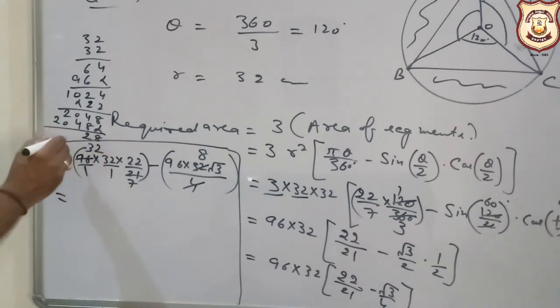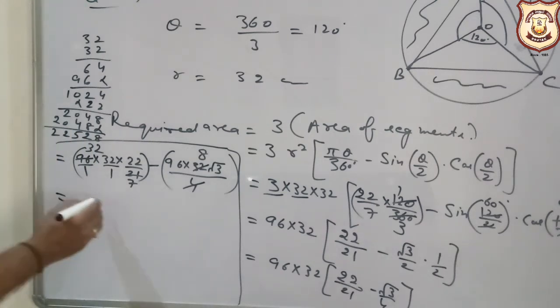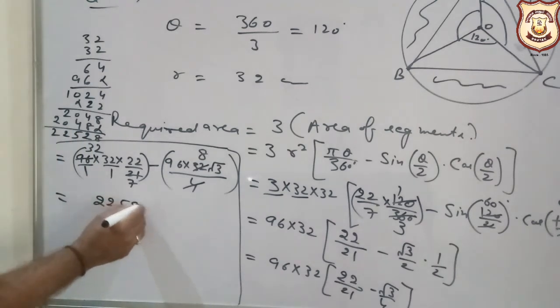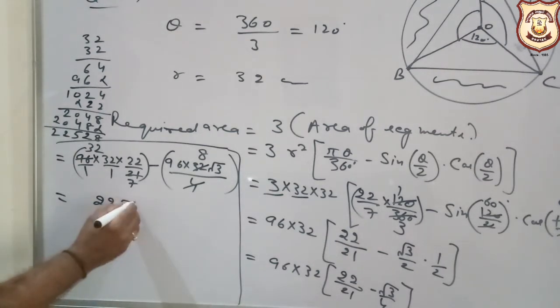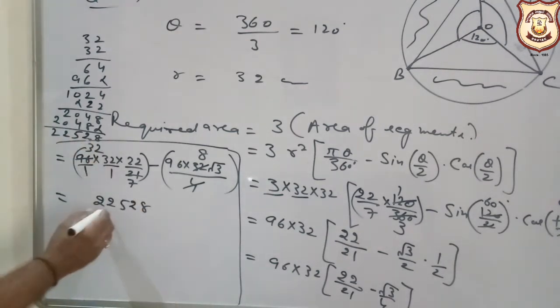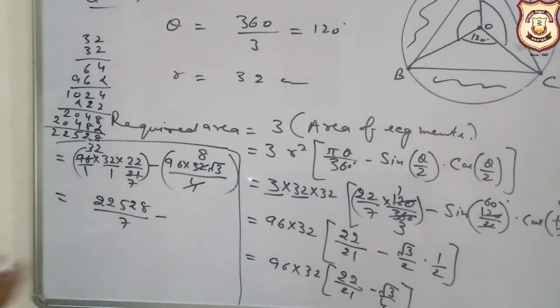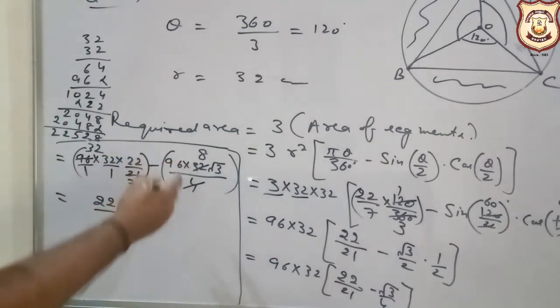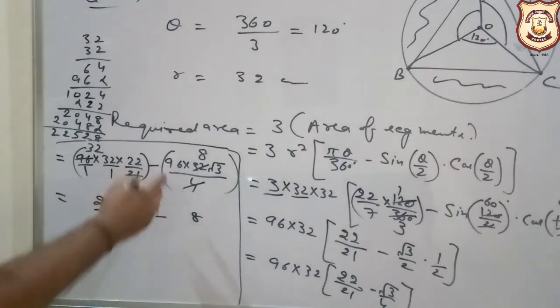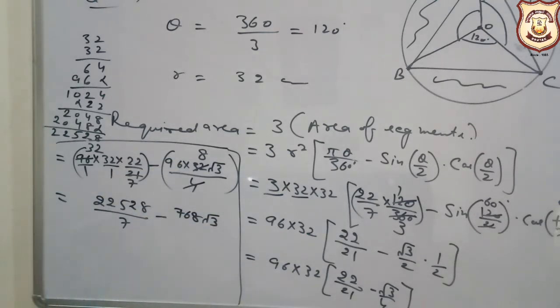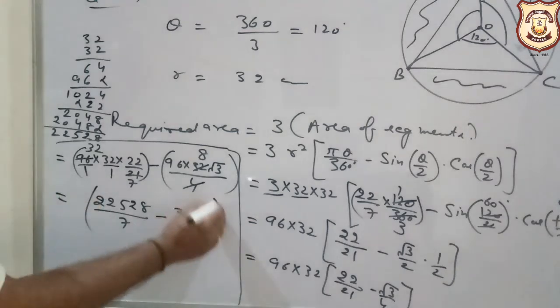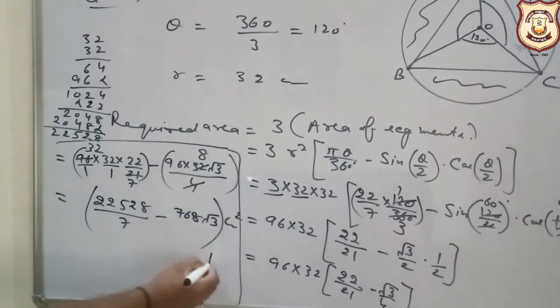So what will you get? 22528 upon 7 minus 8 6 48, 4 76 root 3, and you can write in bracket centimeter square. This one is your answer.